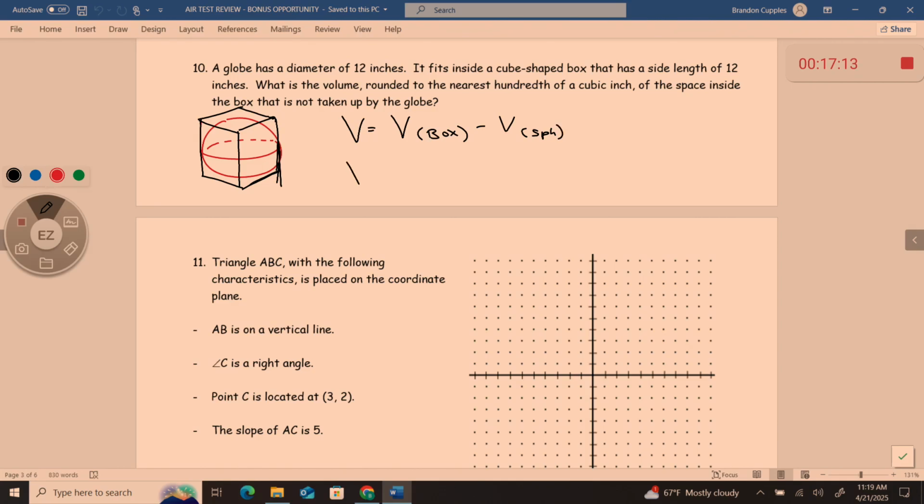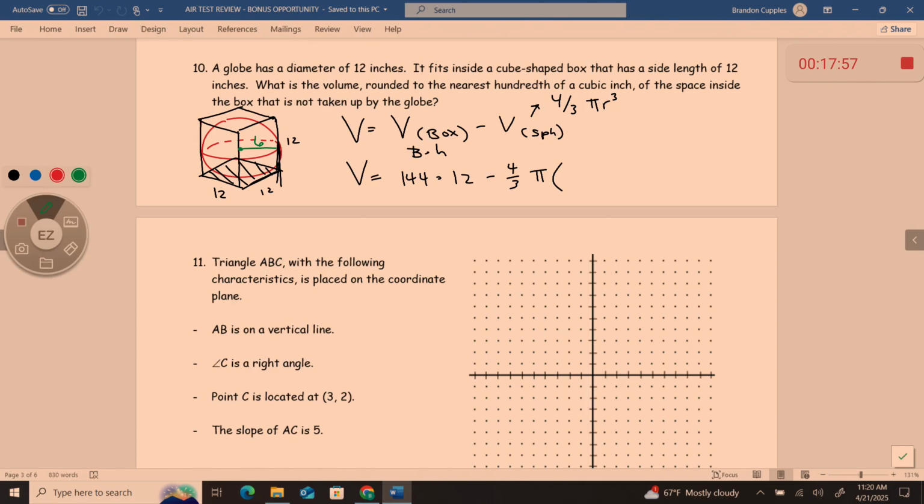Now the box has a volume of 12 by 12 by 12. So base area times height is what they're going to tell you. If you do the base area here, it's just going to be 12 by 12 times the height. The volume of the sphere, again, this formula is given to you. It'll be 4/3 pi r cubed. So if I do this, 4/3 pi. Now the radius here, the diameter is 12, so the radius is 6. So I'm going to put down 6 cubed.